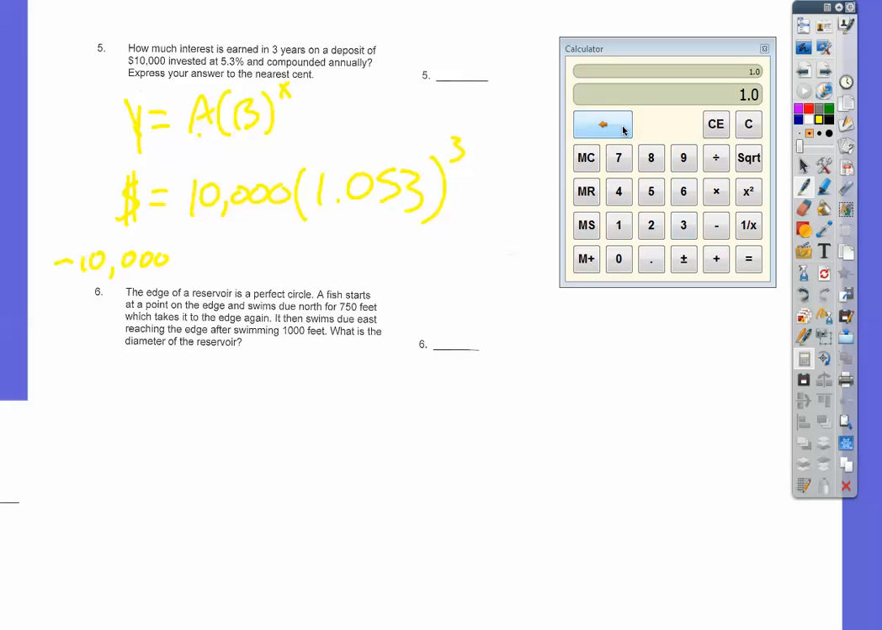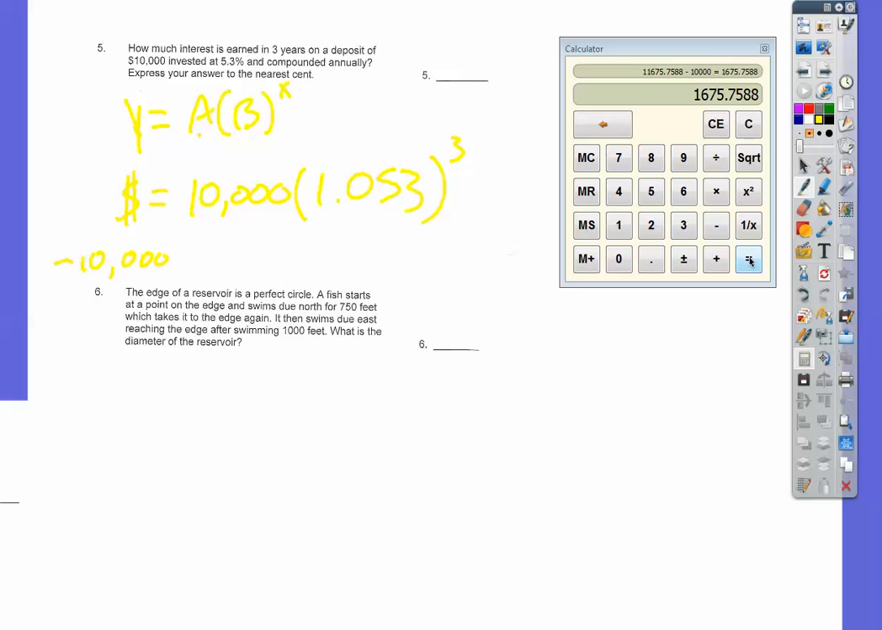On a simple calculator like this, I do the squared, and then I can multiply it again. I'm essentially taking it to the third power. Okay, that is the next one. And now I multiply it by 10,000. So now I'm going to subtract out my 10,000, my initial principal. So that's $1,675.76.